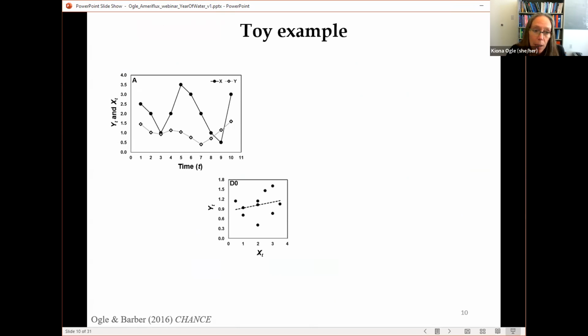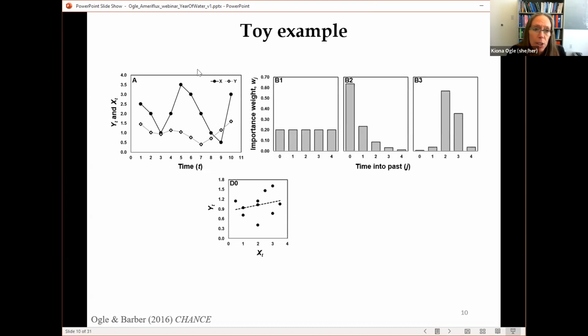But what might actually be happening in the system is that it's not just concurrent values of the covariate, but past conditions are potentially just as important or more important. So to evaluate the importance of past conditions, you can think of taking a weighted average of X over time. And so here are just 3 hypothetical examples of how you might do that weighted average. This first graph here in B1 shows the importance weight that we might use for that weighted averaging for values of X measured concurrently and 1, 2, 3, 4 days ago. And the height of the bars are all equal, indicating that this would just be simply calculating a numerical average of 5 values of X, including the current value of X.